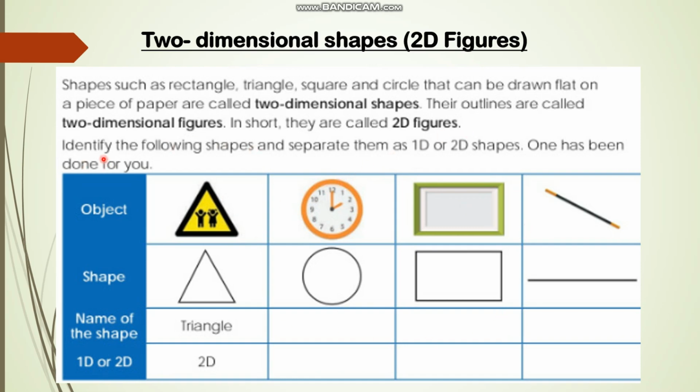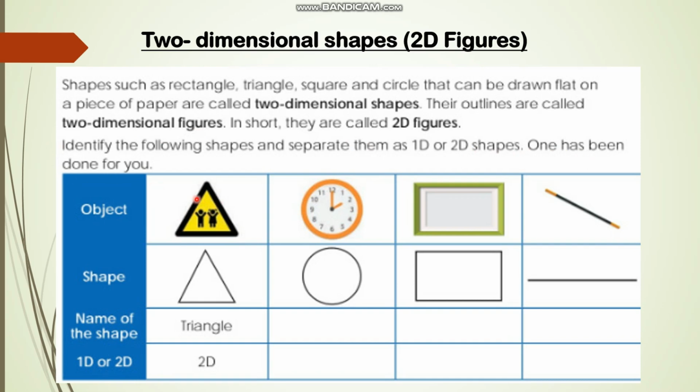Now identify the following shapes and separate them as 1D or 2D. What is the meaning of this? One-dimensional or 2D. 2D means two-dimensional shapes. One has been done for you.